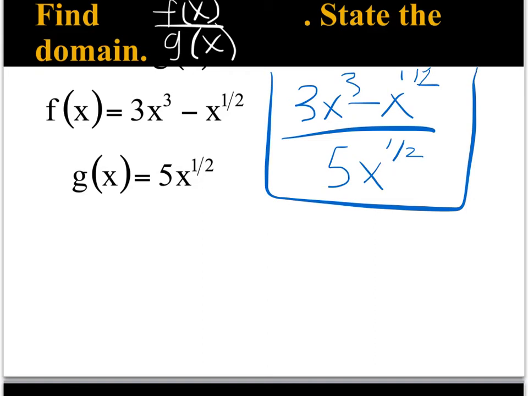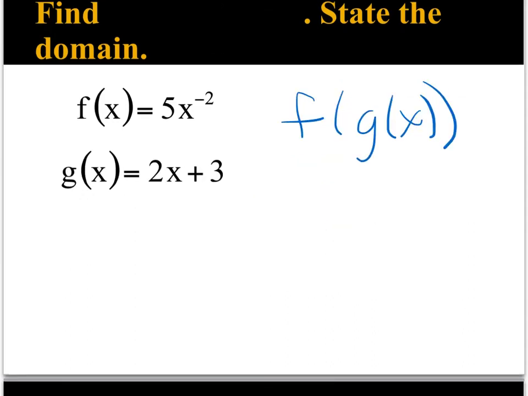The domain on this one, I have an even root, so I definitely can't have any negative numbers for x, right? But in this case, I also have an x in the denominator. And what is the one number that I cannot have in the denominator? 0. We cannot have 0 in the denominator, right? So in this case, I can't have negative numbers, and I also can't have 0. So x has to be greater than 0 for the domain.